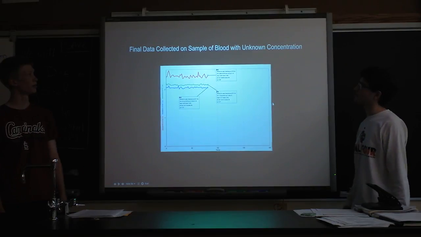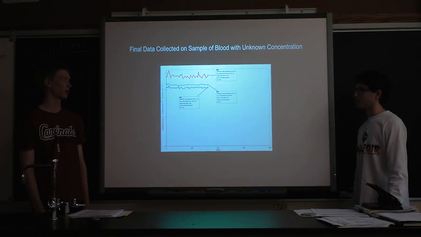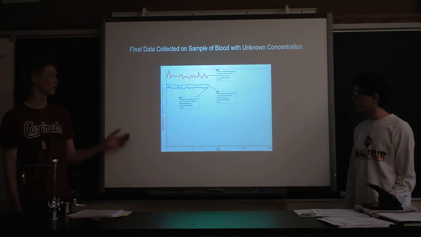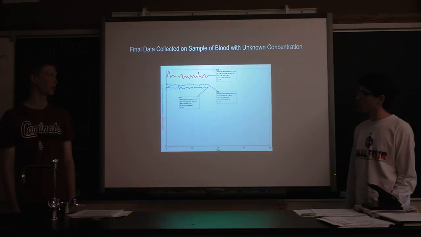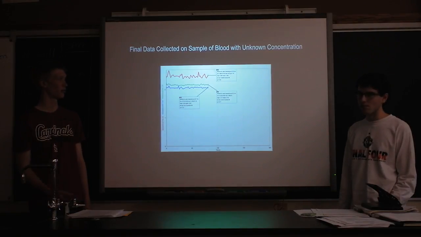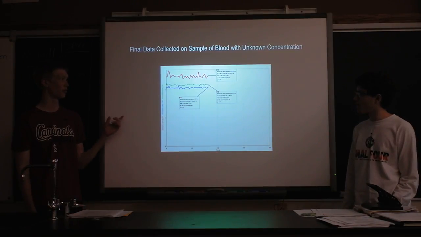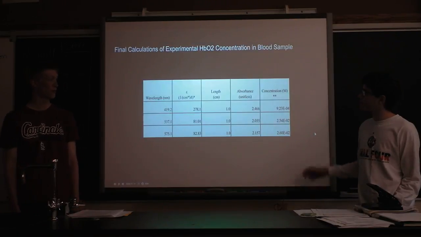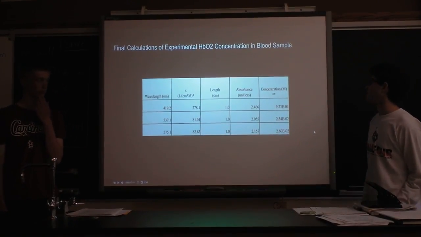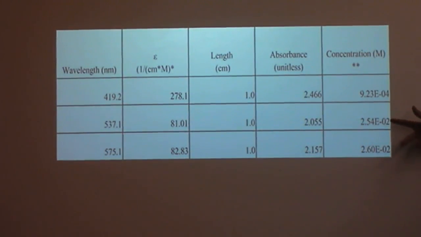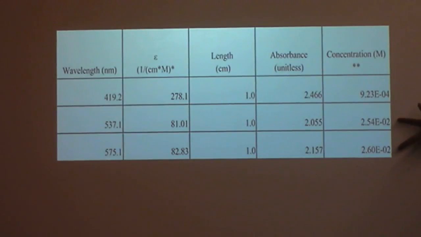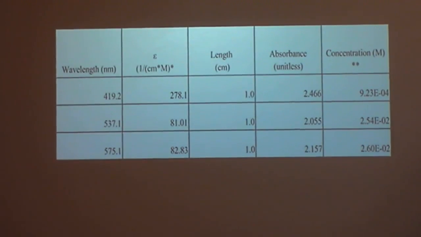And then for our final experiment, we took some blood with unknown concentration, and we found its absorbance using the spectrophotometer, using those wavelengths that we had already determined, and the coefficients that we determined for those specific wavelengths. So here are our final calculations on HbO2 concentrations. HbO2 is oxyhemoglobin. We get concentrations in molarity, which is really small, but it's actually not super small because hemoglobin is these huge particles, so it accounts for a fair amount of the red blood cell's mass.